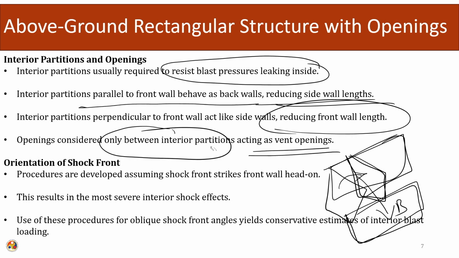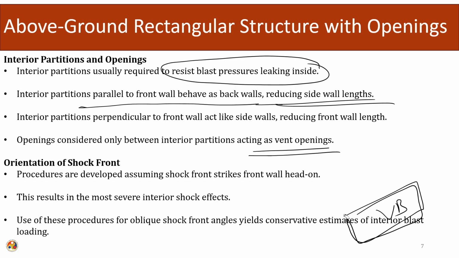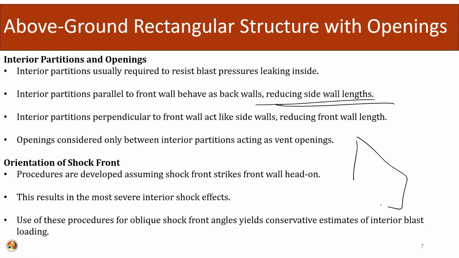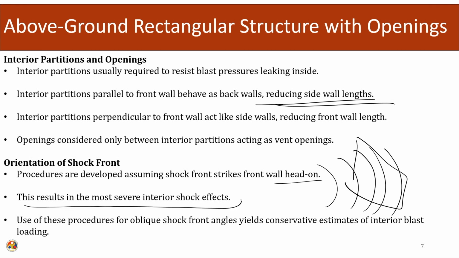The orientation of the shock front. Some procedures are developed assuming the shock front strikes the front wall head on. It means that the shock front is hitting the entire front wall. This results in the most severe internal shock effect. So, this creates the worst case scenario. Use of this procedure for oblique shock front angles yields conservative estimates of interior blast.